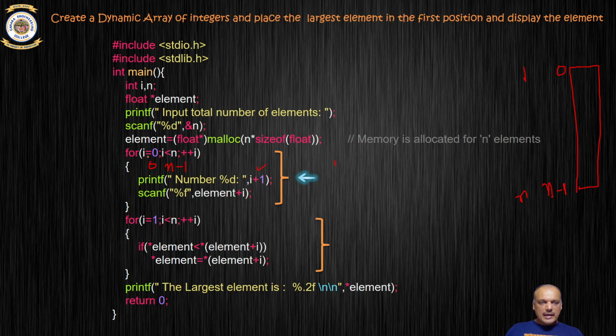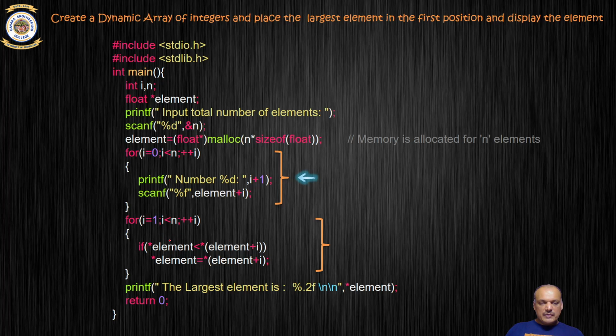So once the array gets filled up, this dynamic array gets filled up with n number of floating point numbers as given by the user in this for loop, then I do my iteration to replace the largest number in the first position, that is the base address of the array. Okay, so this for loop basically performs that task. So I again iterate from 1 to n minus 1, taking the first element as the reference.